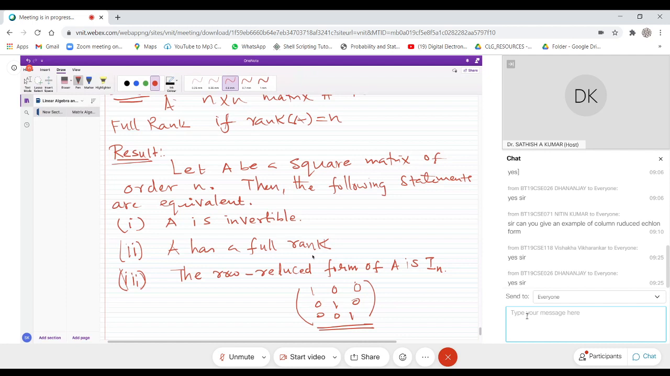If I want to say that A has full rank, you can just see that the row reduced form is nothing but an identity matrix, and that it is invertible. Then you can conclude that. So that is another way of saying it has full rank. You don't need to separately find the rank. For a square matrix, this result is true.